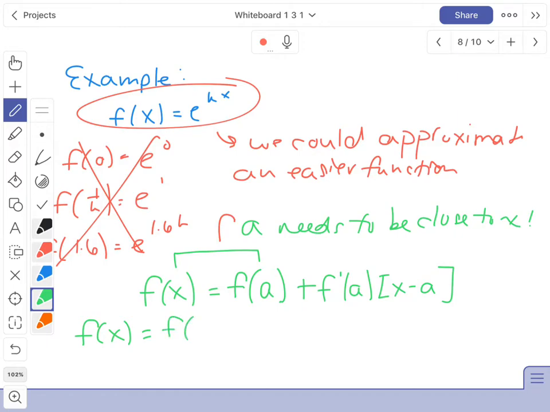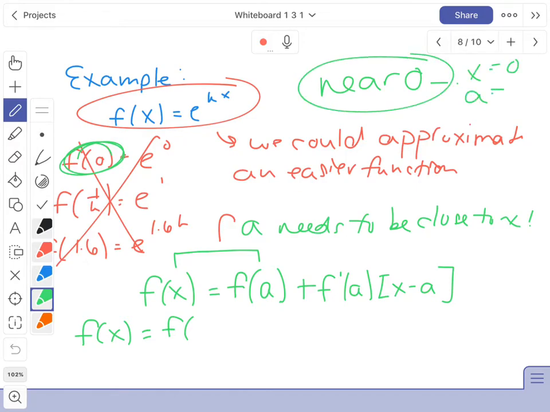So what we could do is simplify our rule and say f of x is equal to f of a. Well, let me rewrite that a little differently, actually. Let's just be clear about this. Let's say a needs to be close to x. So let's go back and just use this example. Let's say we're near 0. If we're near 0, well, anything that's around 0, we can use for our a value. Well, I know 0, so I'm going to plug in 0.